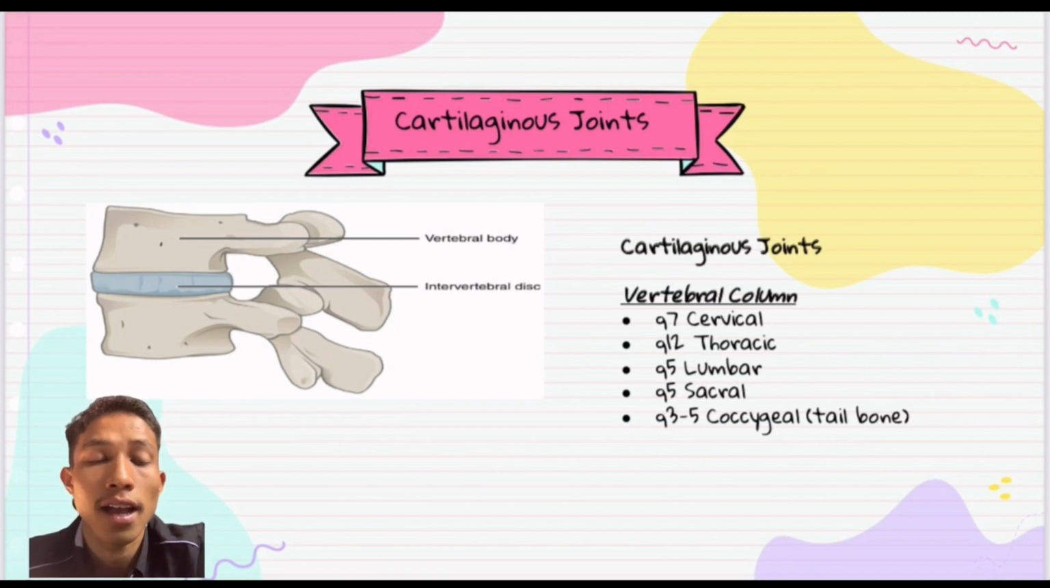There are five regions of the vertebral column. The first has 7 vertebrae for the cervical. Next, there are 12 for the thoracic. Next, 5 lumbar. Next, 5 sacral. And for the last one, 3 to 5 coccygeal, which is the tailbone.